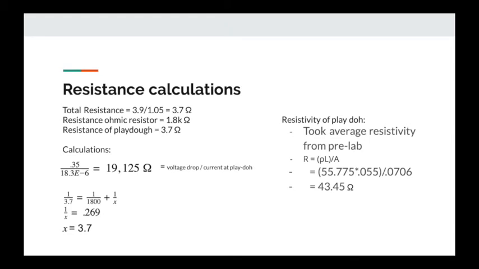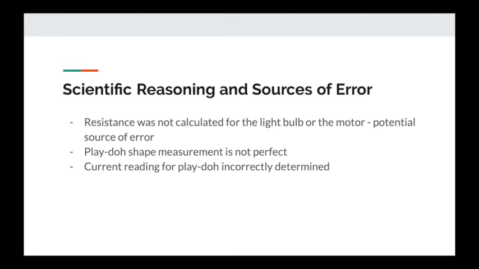We believe this resistance value to be the most accurate as it is low in magnitude and consistent with other groups. Some of our reasonings that may have caused this uncertainty with our data was mainly due to time constraints, as we were unable to determine the resistivity of the motor and light bulb. This would have helped us to try and obtain a more accurate measurement for the resistance of the Plato.